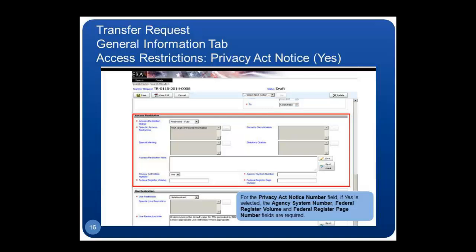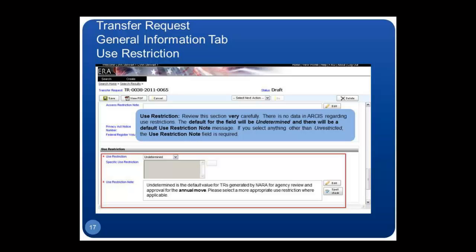We have no information about specific Privacy Act specifics in ARCIS, so you're going to have to fill that out yourself. Okay, moving along to use restrictions. Now this is a little different from the old paper Standard Form 258 legal transfer forms. Virtually everything we've talked about up to this point, the basic information, was also required to be provided with the Standard Form 258 paper transfer forms. This is a little different.